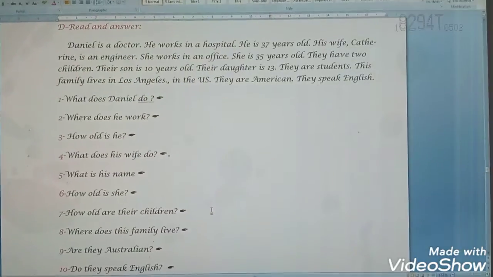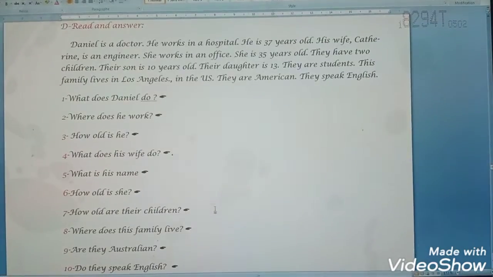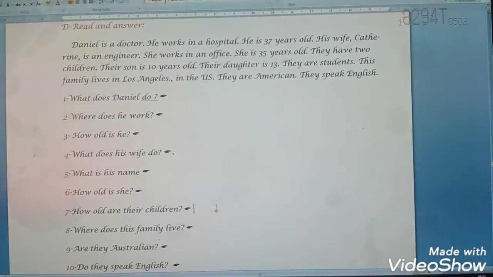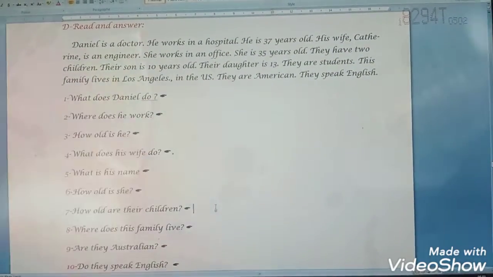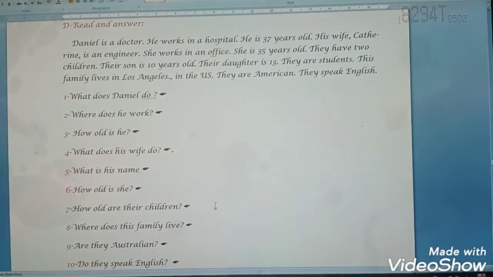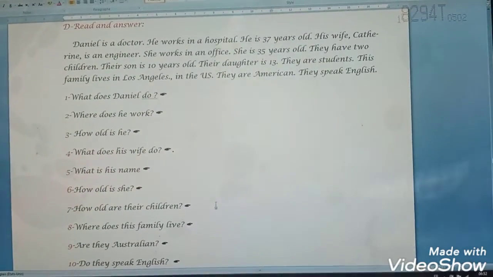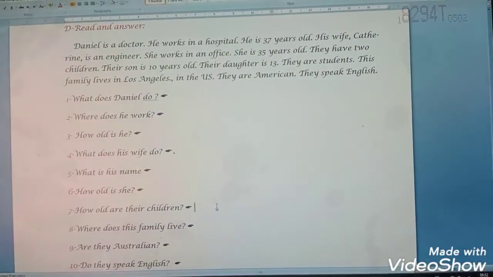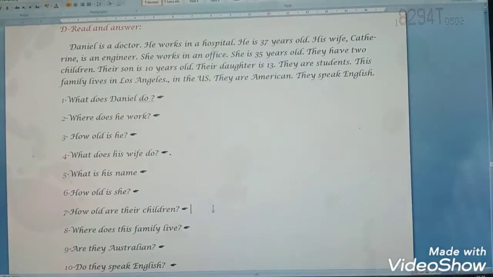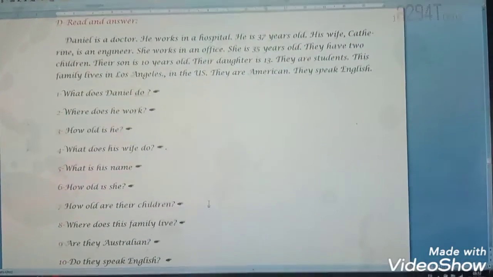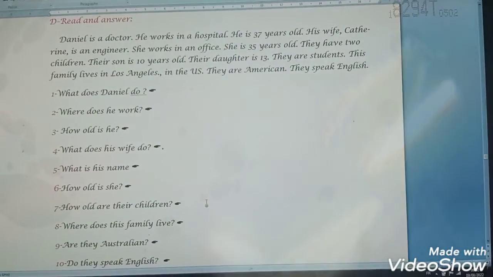Question 1. What does Daniel do? 2. Where does he work? 3. How old is he? 4. What does his wife do? 5. What is his name? 6. How old is she? How old are their children? Where does this family live? Are they Australian? Do they speak English? Try to take a minute, answer the questions or make a pause.